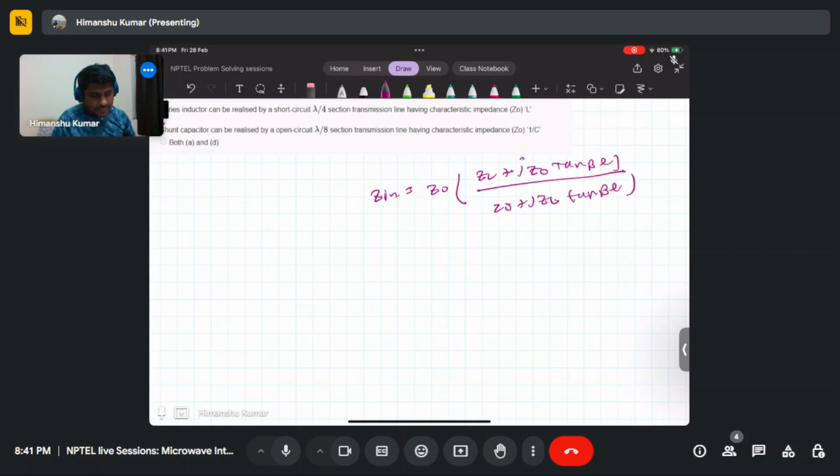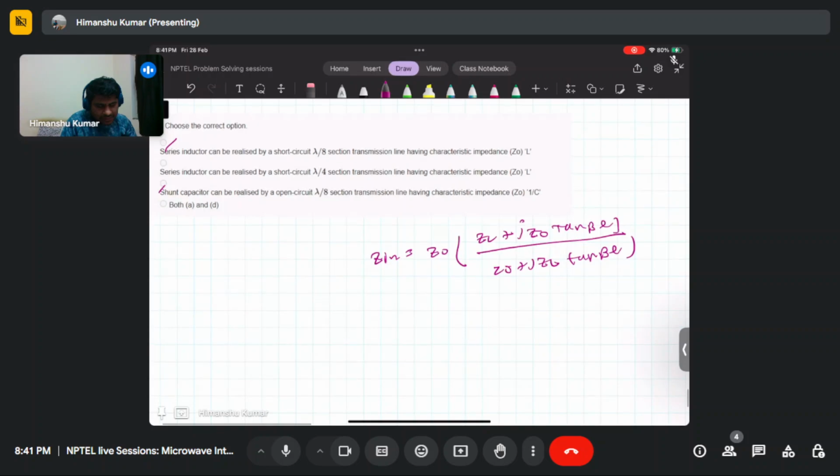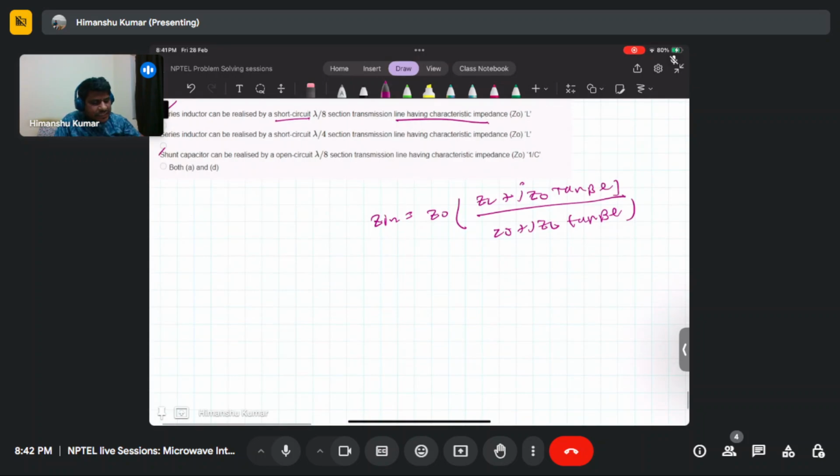So, for example, a series inductor can be realized by a short-circuited lambda by 8 section line having characteristic impedance of Z naught. Short-circuited line means ZL equals 0.